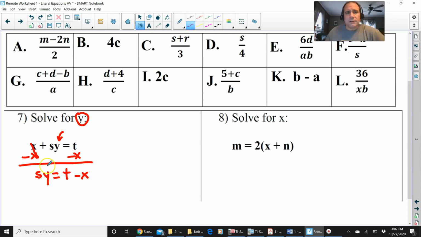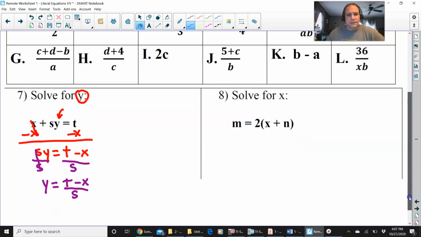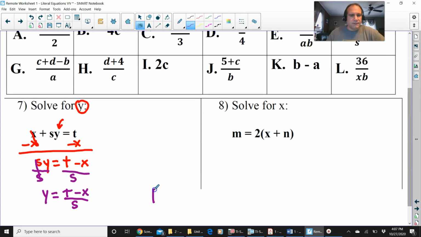I still didn't get y alone, but s times y, the opposite, inverse of multiplication, is division. So I'm going to divide by s on both sides. This cancels, y comes down, which is what you wanted. You wanted to solve for y, you did, t minus x over s. And that is F.